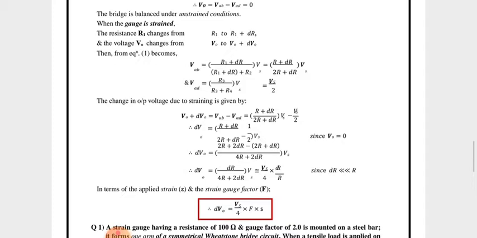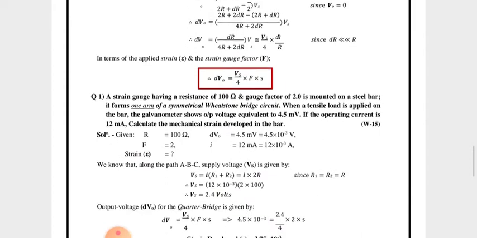Now in the previous equation, DVO equal to 2R plus 2DR minus 2R plus DR, here the 2R and minus 2R will get cancelled, and 2DR minus DR means simply DR will remain, so DR upon 4R plus 2DR into Vs. Here DR is very less than R, that's why DR by 4R means Vs by 4 into DR by R. In terms of the applied strain epsilon, with strain gauge factor F, DVO equal to Vs by 4 into F into epsilon, because DR by R is nothing but F into epsilon.